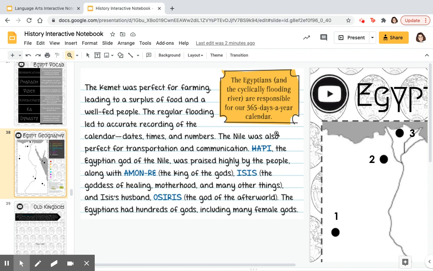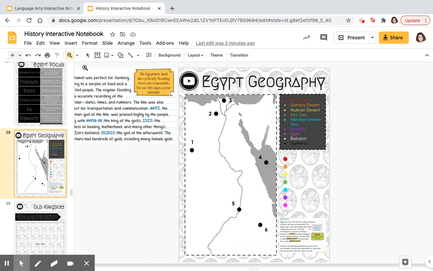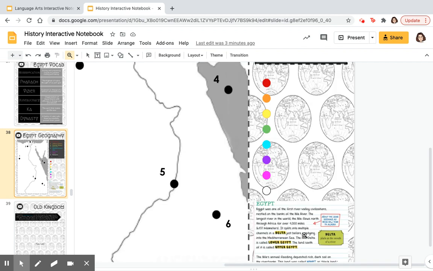And you'll see in the footnote, Egyptians are responsible for our 365 days a year calendar because their rivers flooded cyclically, which means on a cycle. And they made that cycle into our calendar. We'll zoom over here.